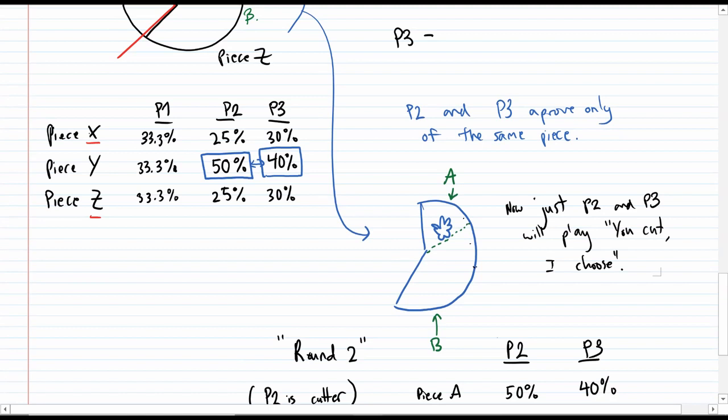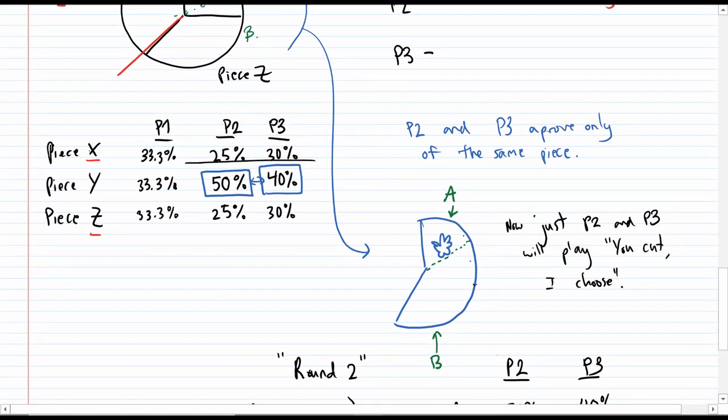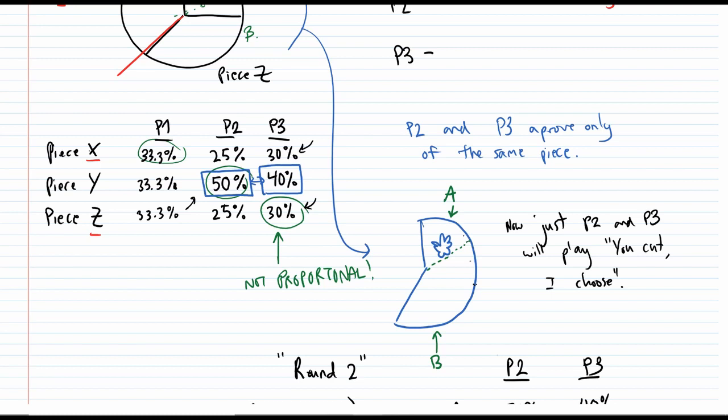We were able to resolve the conflict between player 2 and player 3 only liking the same piece, and ended up with a solution that made it proportional to everybody. Notice that if we had just given player 2 piece Y and said, okay, player 3, you can end up with piece Z, what would have happened? It would not have been proportional, since player 3 only got 30% of the cake. They didn't get 33.3% of the cake.